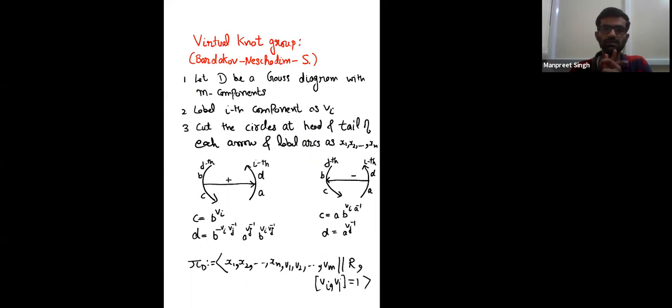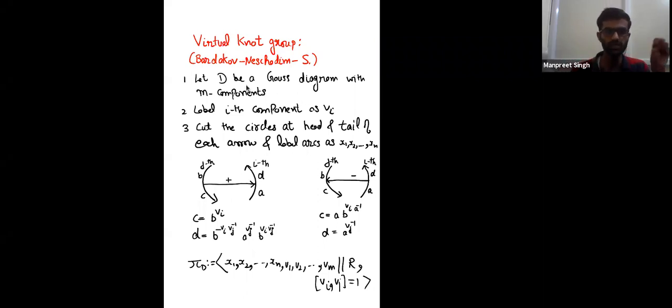So we have defined virtual knot groups, and we have given different methods. Actually, how we arrived at these things is that we were studying some representations of braid groups, and we defined virtual knot groups using different methods. I will just illustrate here one method using gauss diagrams.